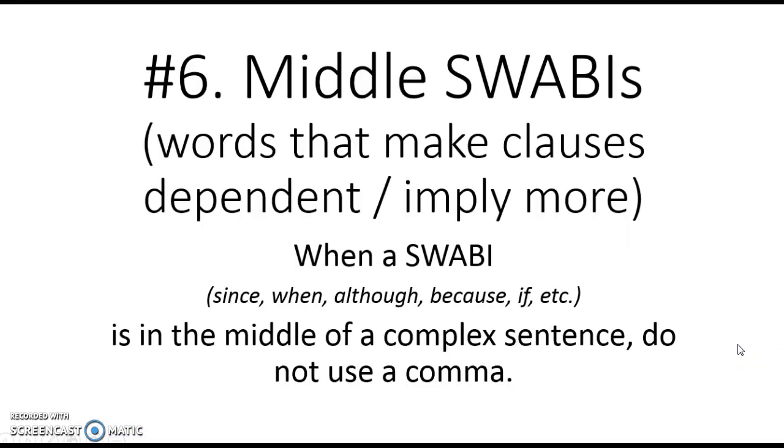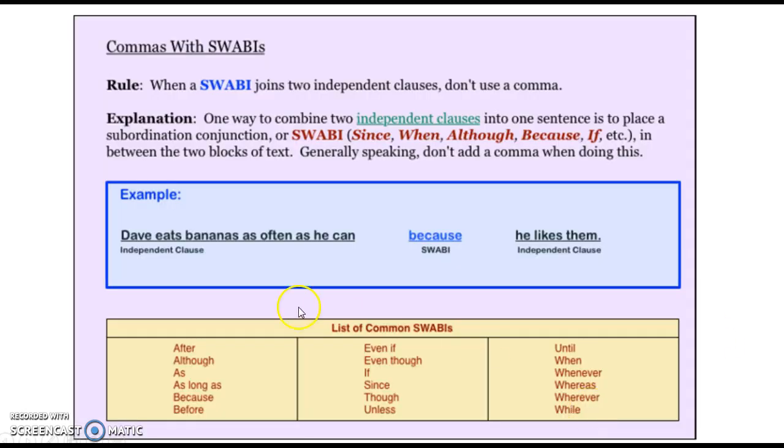The opposite of that rule is when a swabby comes in the middle of a sentence. So the rule is when a swabby is in the middle of a complex sentence, or the dependent clause is the second clause in the sentence, you do not use a comma. Let me show you an example again. If we just flipped this sentence, Dave eats bananas as often as he can, the independent clause is first, because he likes them, there's no comma there. And again, I would think of this last part not as a swabby and an independent clause, but just as a dependent clause altogether.